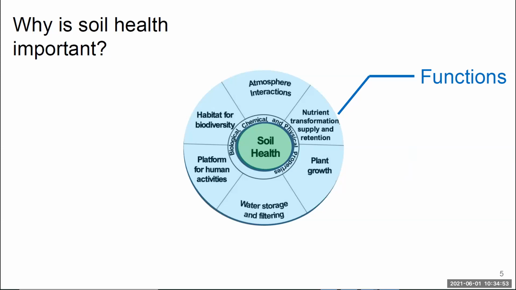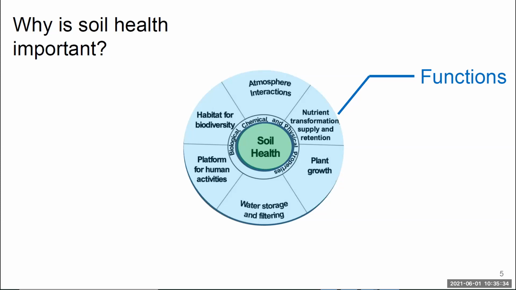Now, we said that healthy soil is able to function. Here's just an example of some of the key functions of soils. We know that soil supports plant growth. You see plant growth there. Soils support nutrient transformation, supply, and retention. Michelle told us something about nutrient cycling. That's related to this. So soils are able to ensure that nutrients flow through the soil and become available for plant use, which then provide the sustenance for our living organisms.